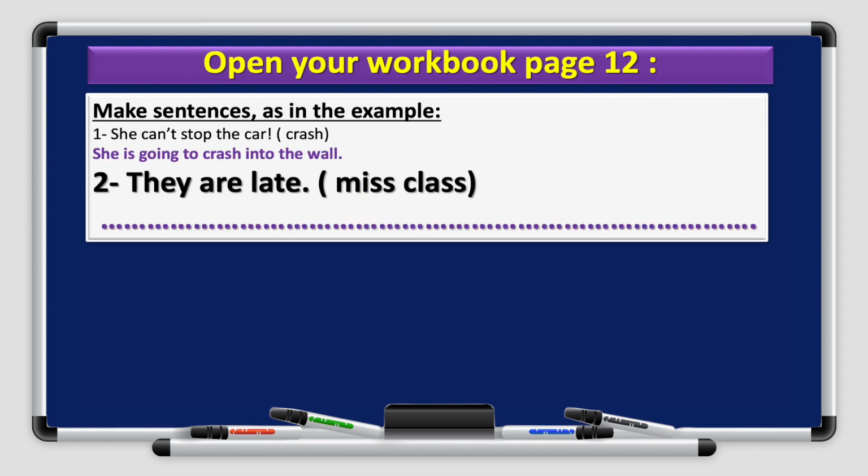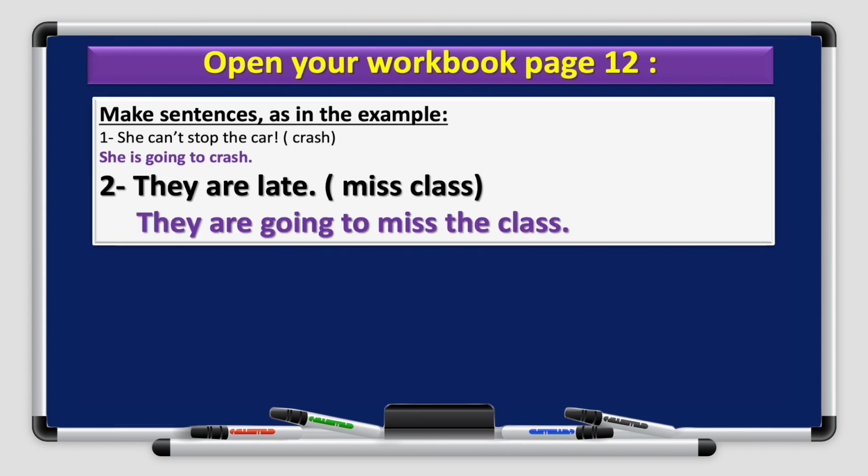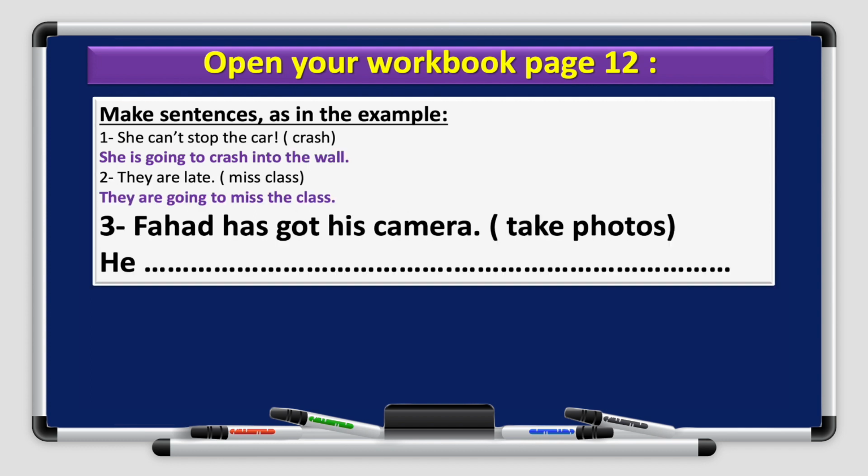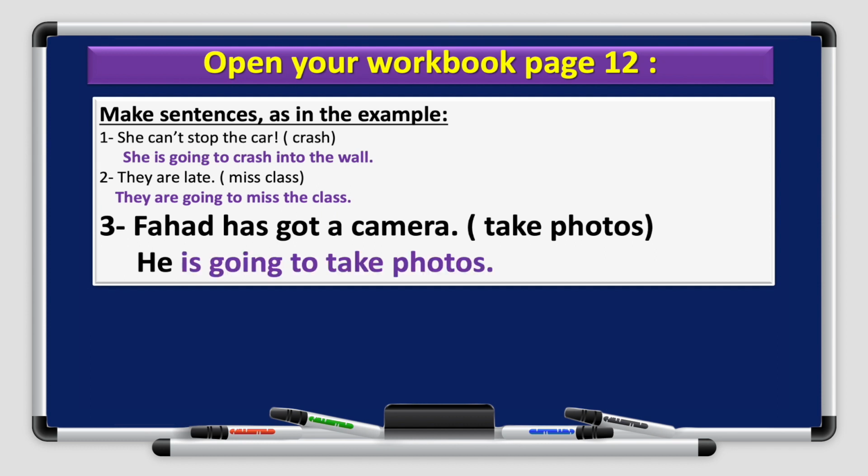Number 2, they are late. What is going to happen? They are going to miss the class. Excellent. Number 3, Fahad has got his camera. What is he going to do? Fahad is going to take photos.